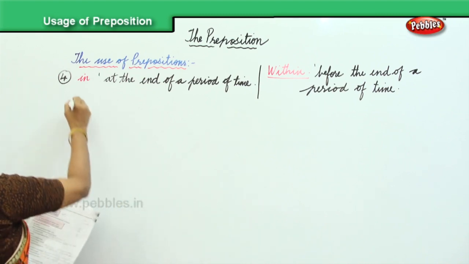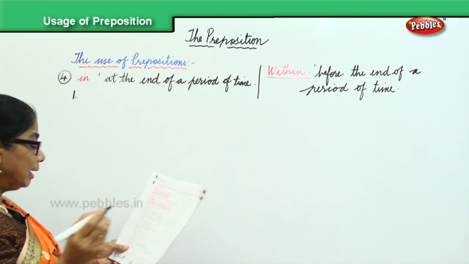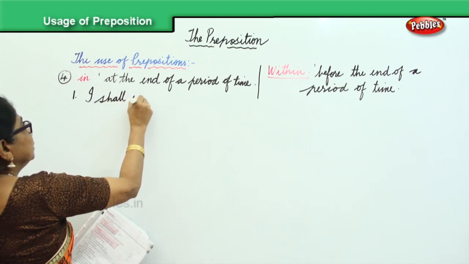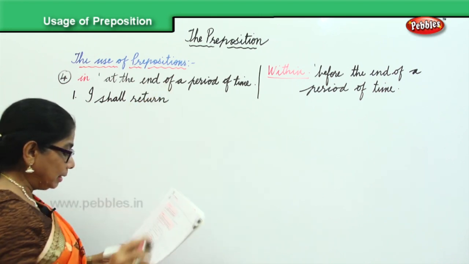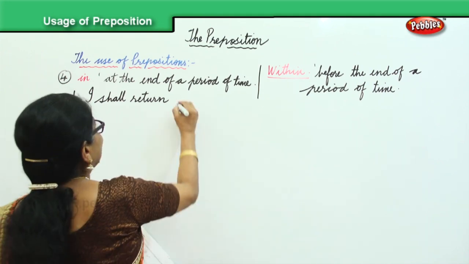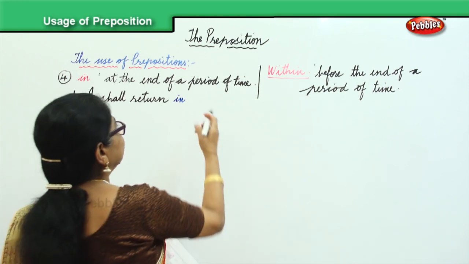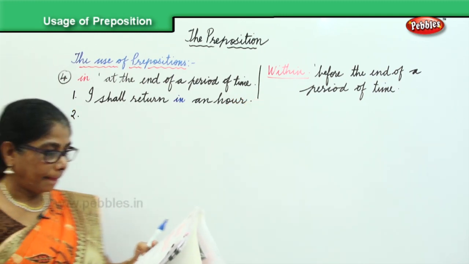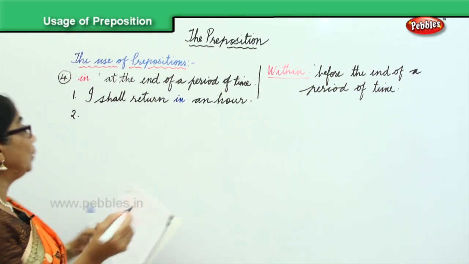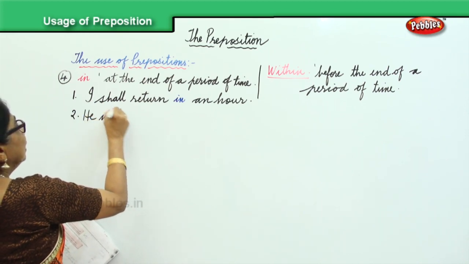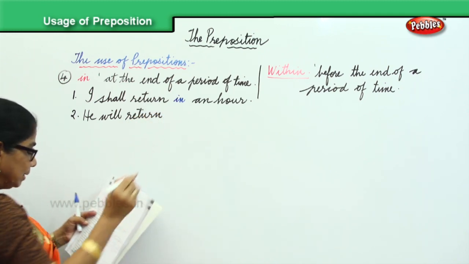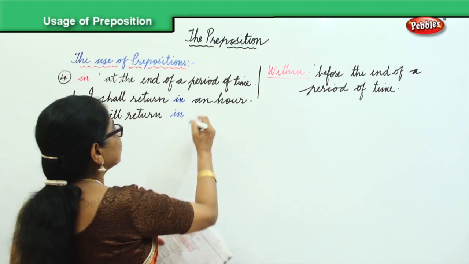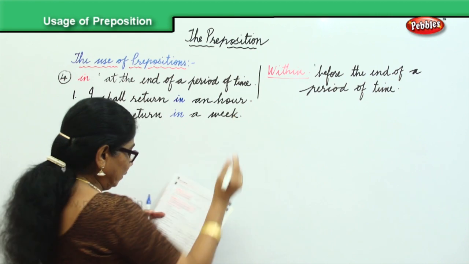Now let's look at the examples here. The first example I have here is, I shall return in an hour. I'm using in here. In an hour. One more example. He will return in a week. In a week.